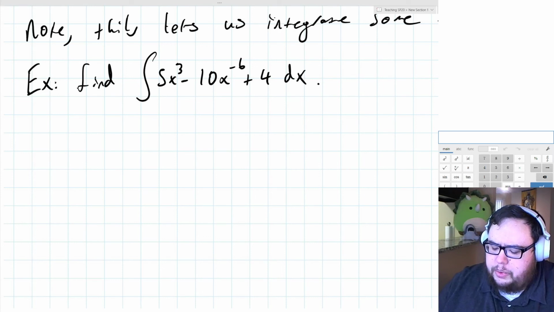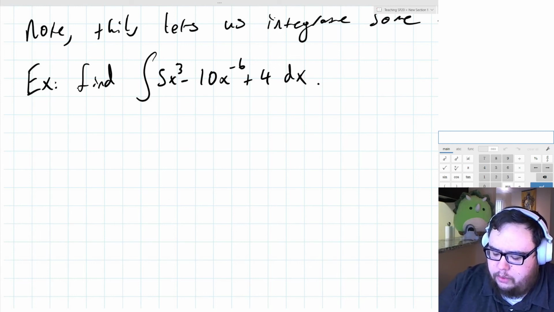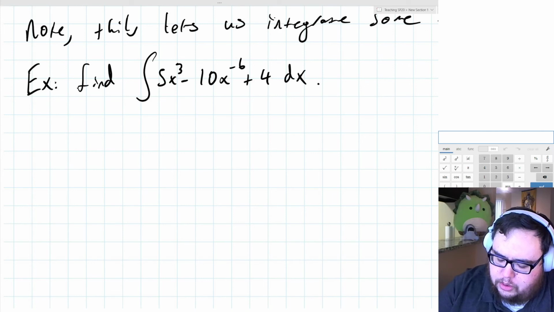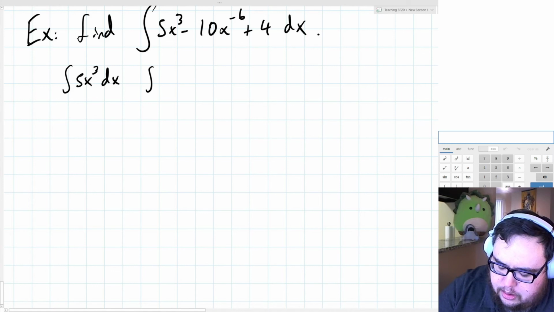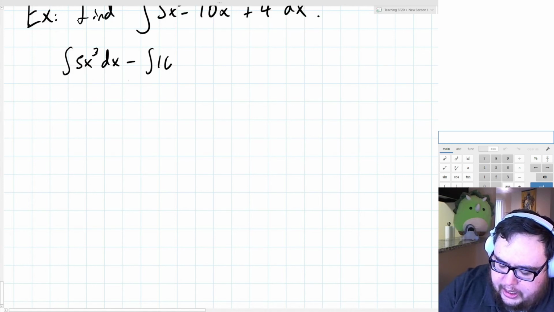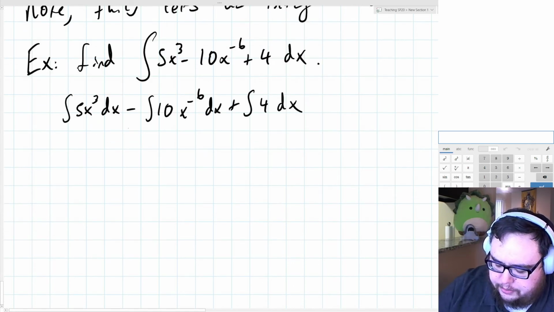So here, what we can do, and you don't necessarily have to do this every single time, but I am going to break this down into some excruciating detail. We can actually push our integrals in a little bit, right? We can split up our integral over the different terms. So we get the integral of 5x cubed dx, minus the integral of 10x to the negative 6 dx, plus the integral of 4 dx.